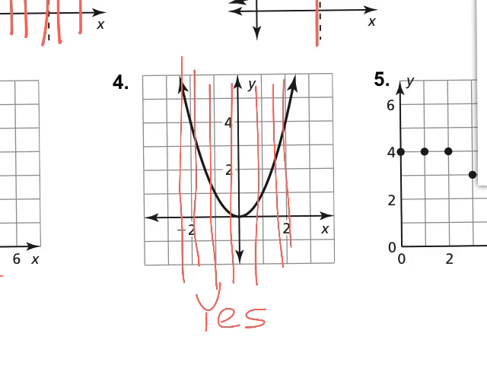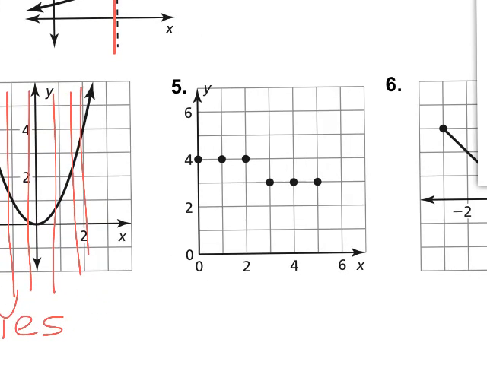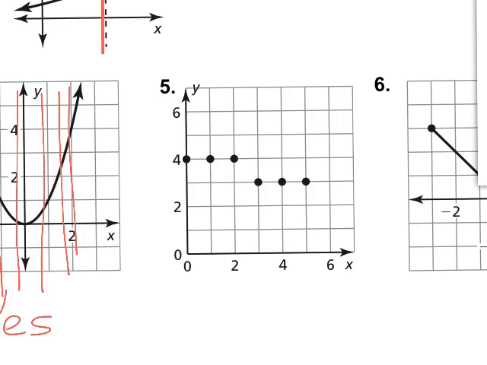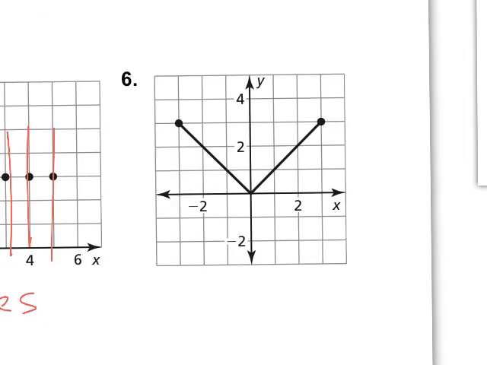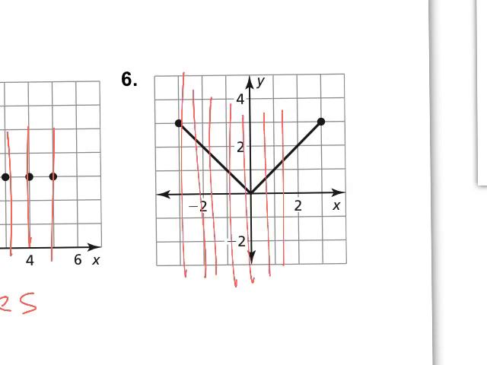All right, then we look at 5, another discrete graph. Every vertical line hits 1 point, so that is, yes, a function. And then if we look at number 6, another continuous graph, every vertical line hits 1 point. That is, yes, a function.